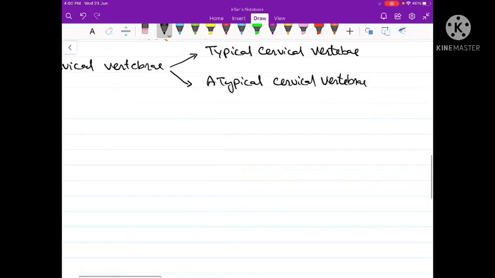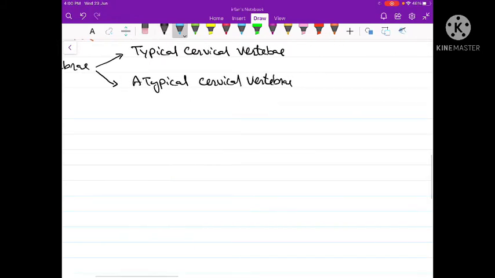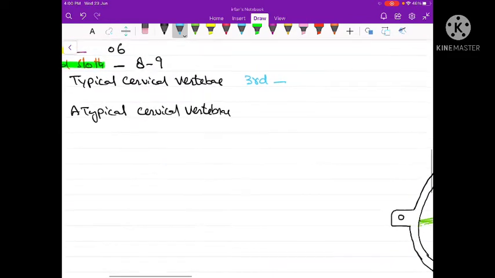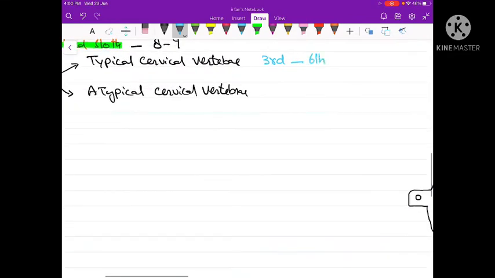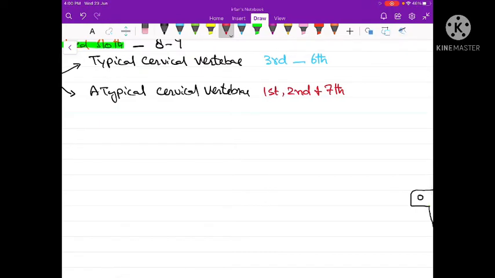Typical cervical vertebrae include the 3rd cervical vertebra up to the 6th cervical vertebra. That is the 3rd, 4th, 5th and 6th cervical vertebra. Those will have typical features, and therefore they are called the typical cervical vertebrae. While the 1st, 2nd and 7th cervical vertebrae have some unique features and are therefore called atypical cervical vertebrae.